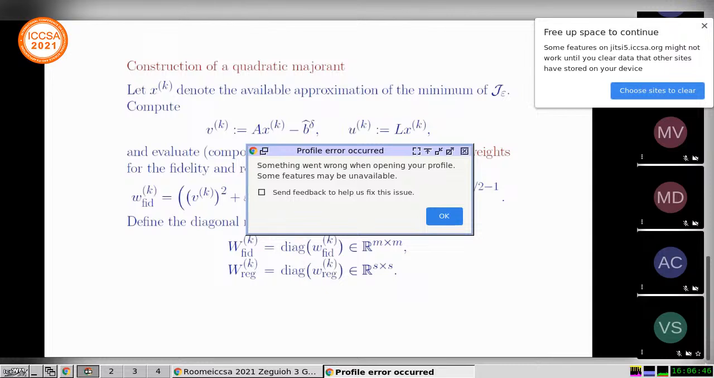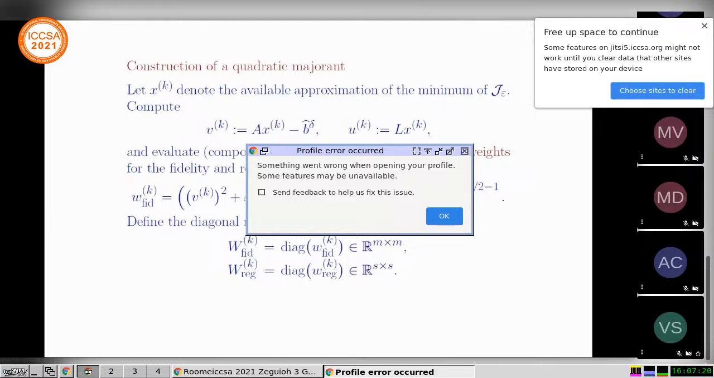So the method is an ADMM method. One updates weights, and then one gets a new minimization problem. To update the weights, we compute the residual here. Xk is the presently available approximate solution, and then we compute some weights. The operations for computing the vectors W fid and W reg are meant element-wise.